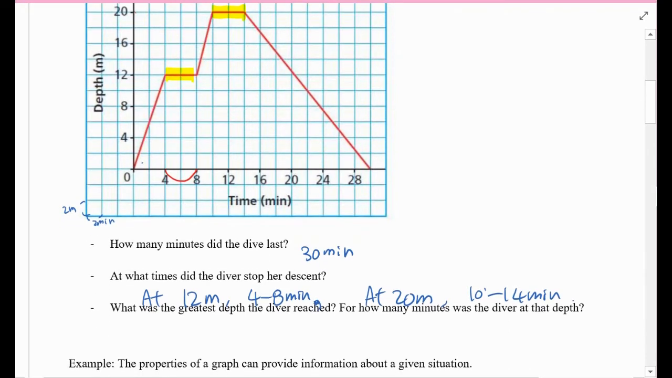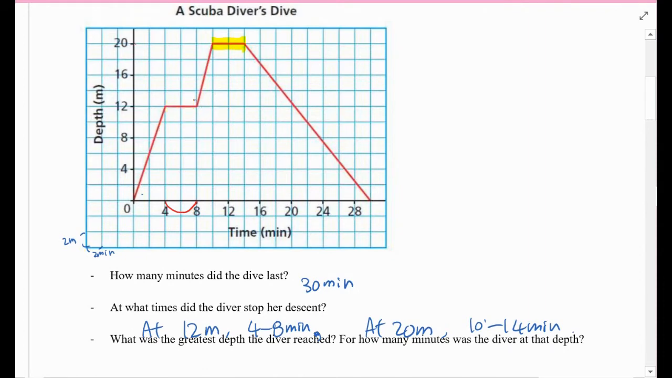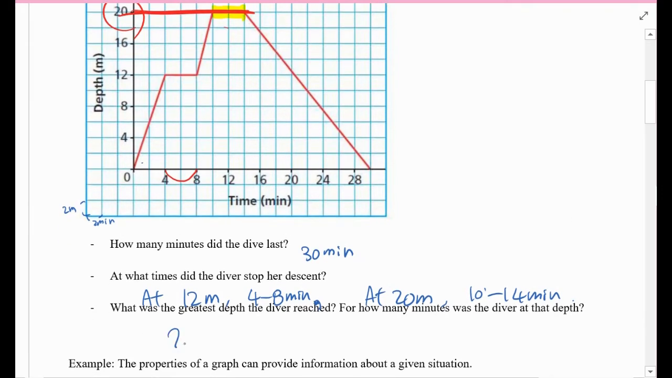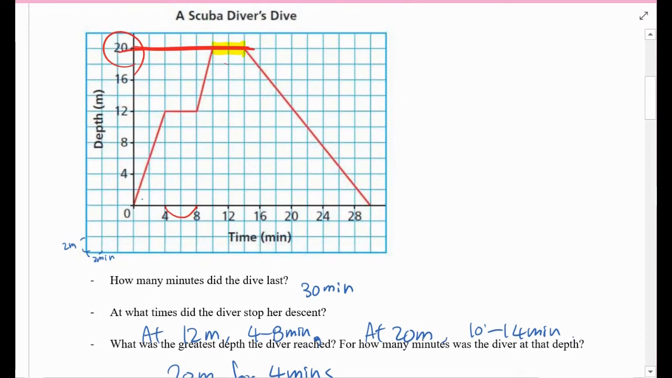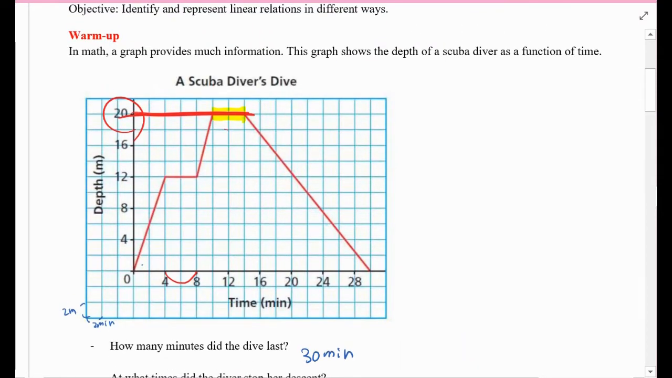What was the greatest depth the diver reached? For how many minutes was the diver at that depth? The greatest depth is 20 meters. And for how many minutes? 4 minutes. Okay, so this is how you interpret the situation using the graph.